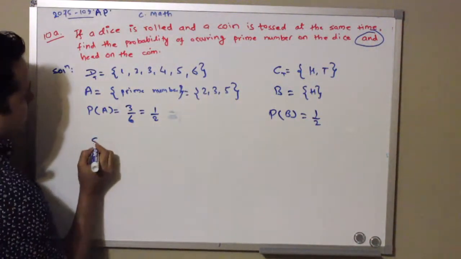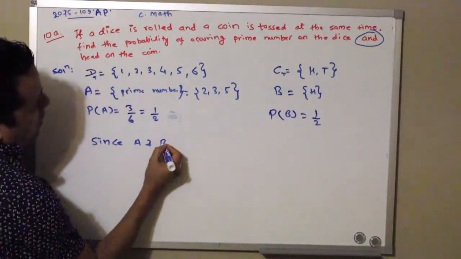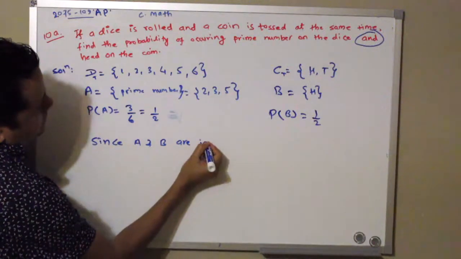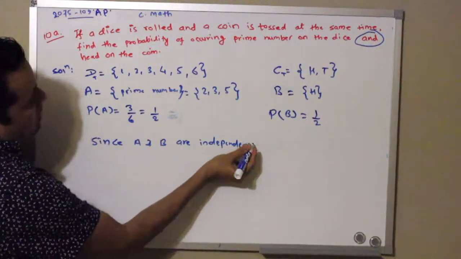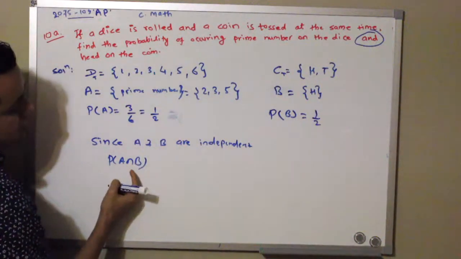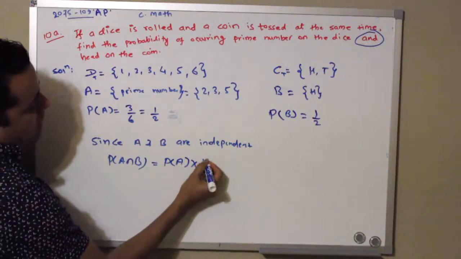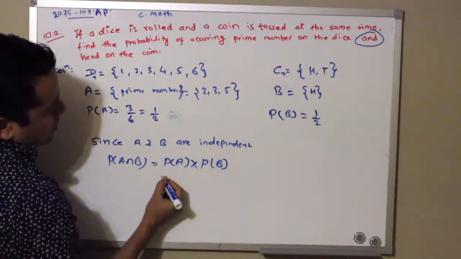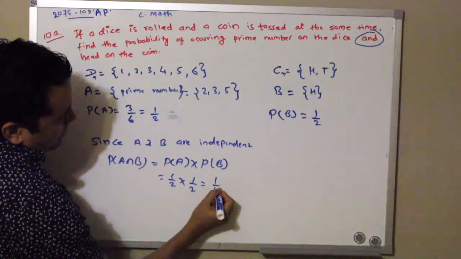Now, since A and B are independent events, the probability of A and B, the intersection, is equal to the probability of A times the probability of B, which is equal to 1 by 2 times 1 by 2, which is equal to 1 by 4. That is the answer.